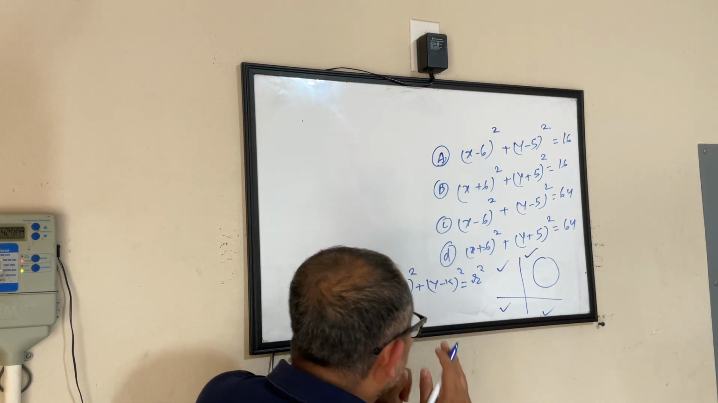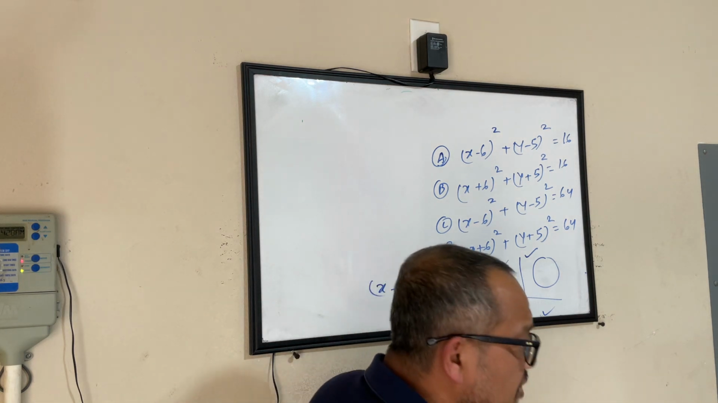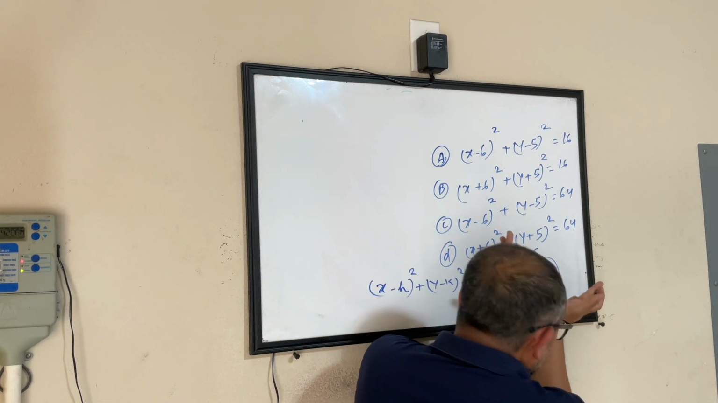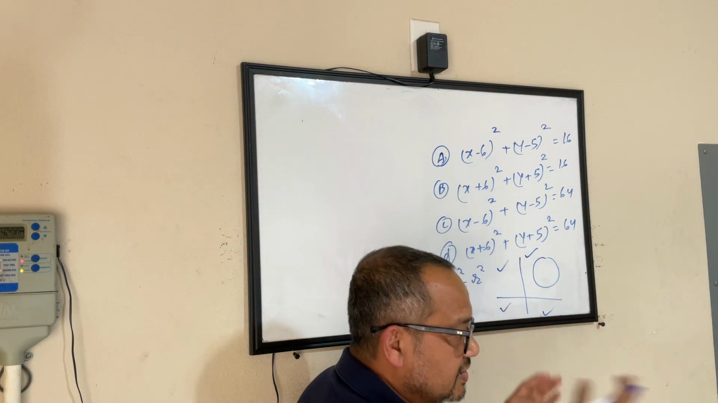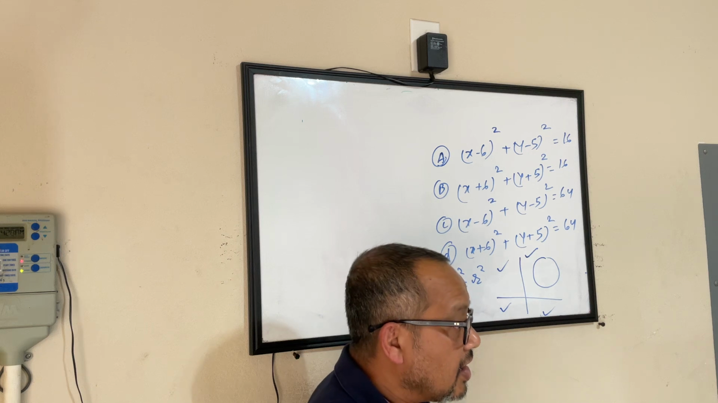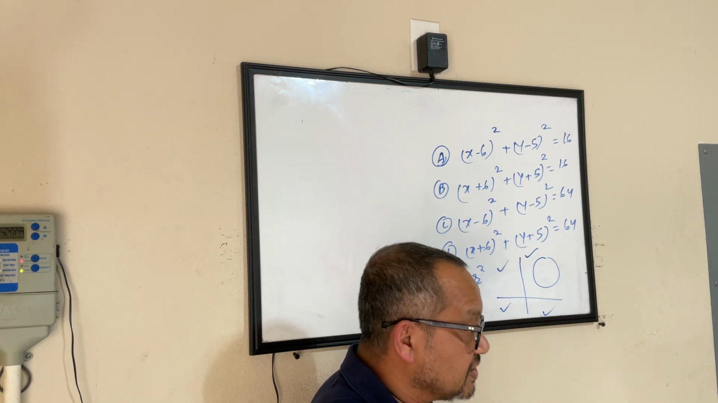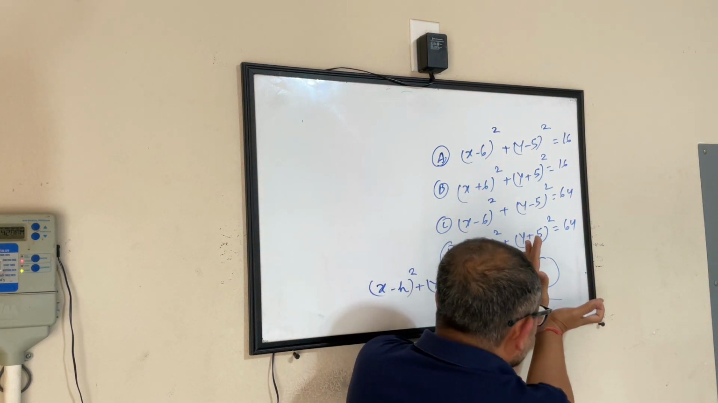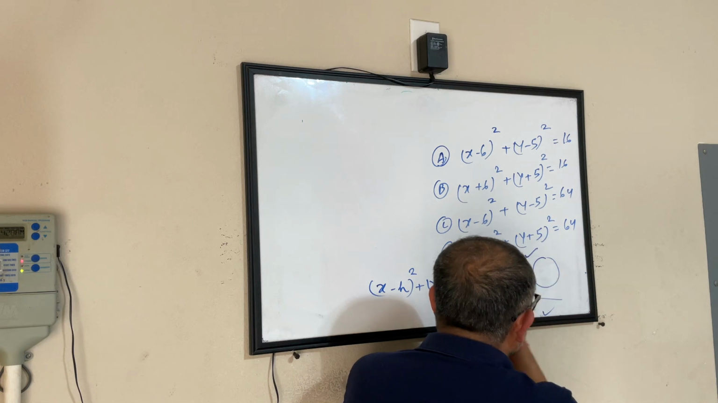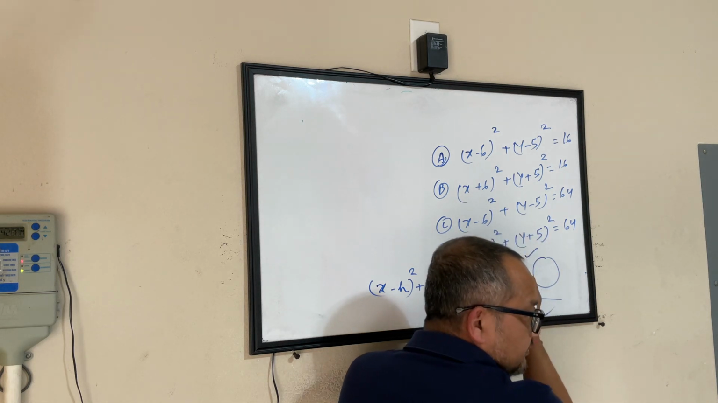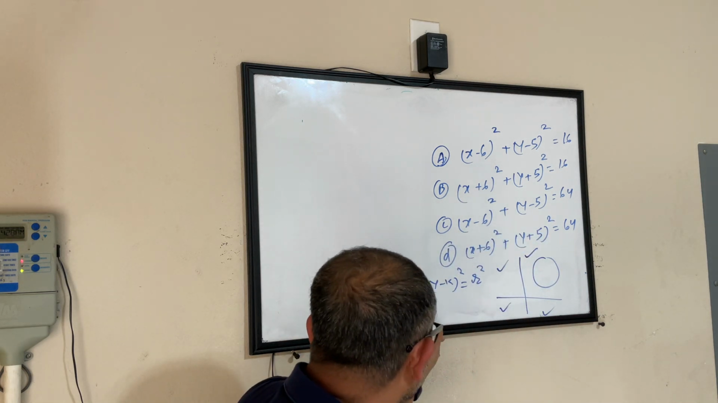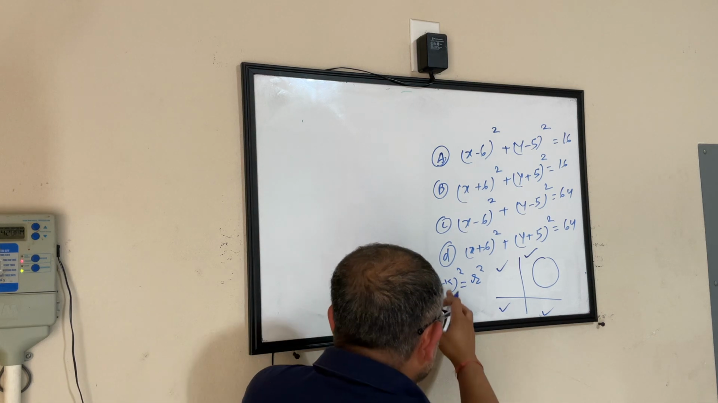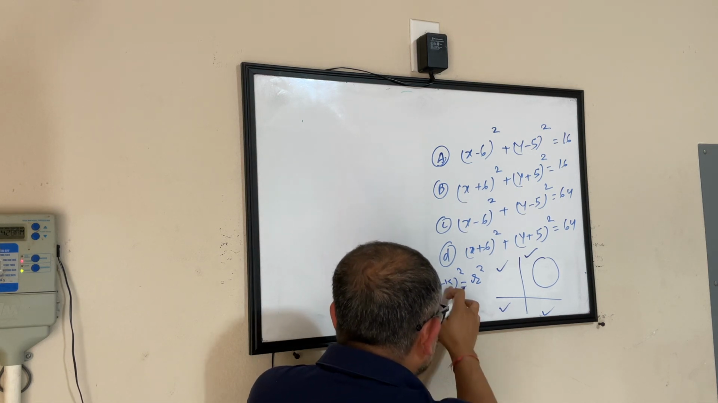Now, it's saying all in first quadrant. What is the property that I can extract from the first quadrant? All points are positive. All values of x and y are positive. That is what the first quadrant says. If I go to the second quadrant, my x values are negative, only y values are positive. Here, that means my h and k are positive.